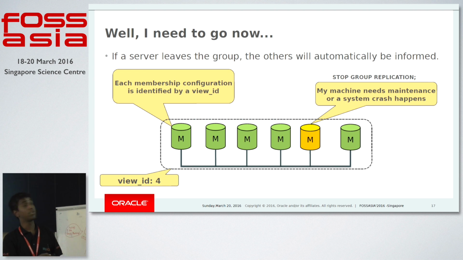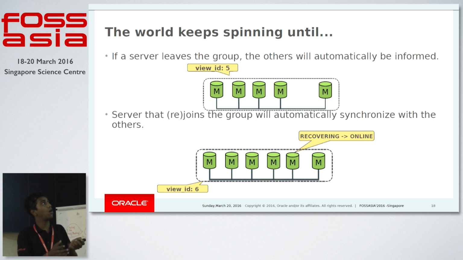Similarly, if you want to remove a member of the group, say for handling the server, all we need to do is just execute a stop group replication on the particular member that we need to disconnect. In this case, suppose the view ID was 4 when these 5 members were online. We executed stop group replication, so this will automatically inform all the other members in the group that one member has left, and the view ID will change to 5 because the membership has changed.